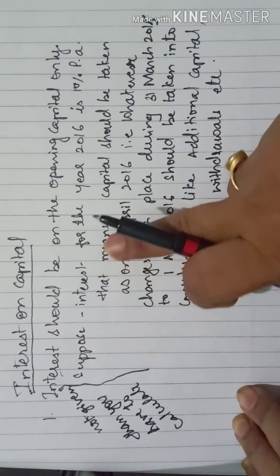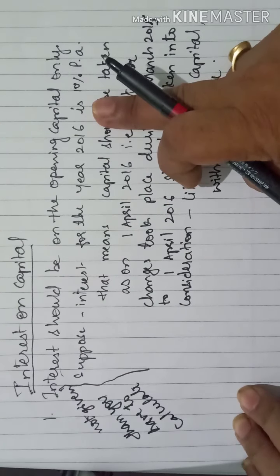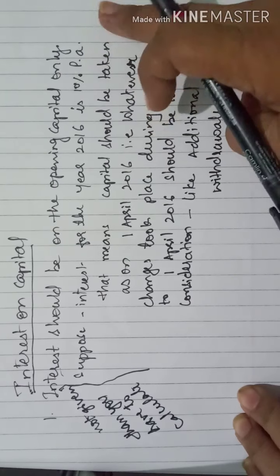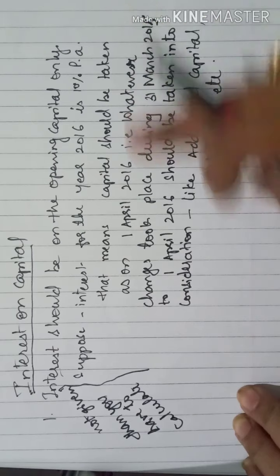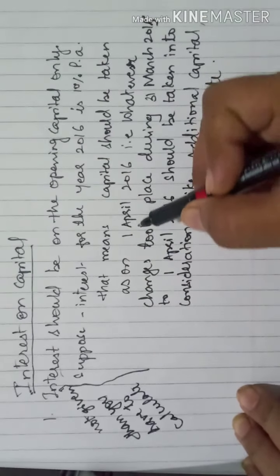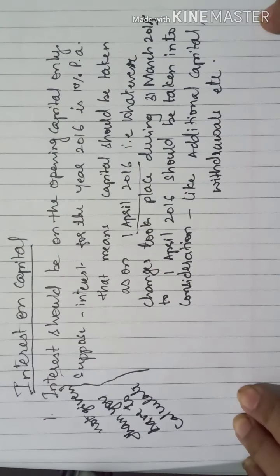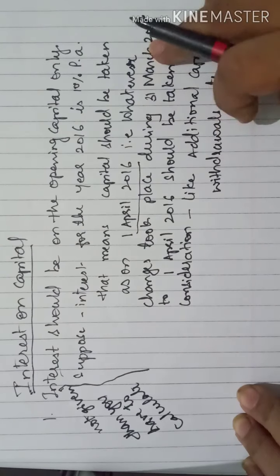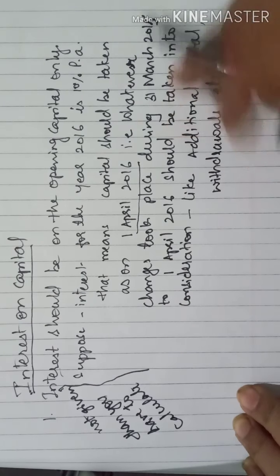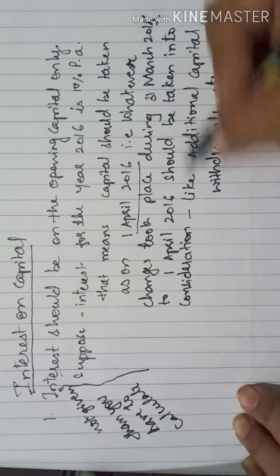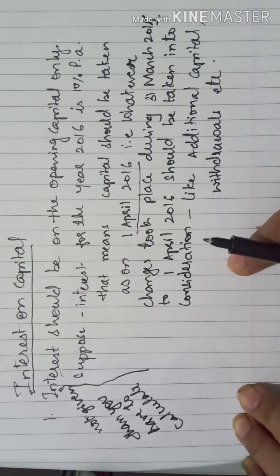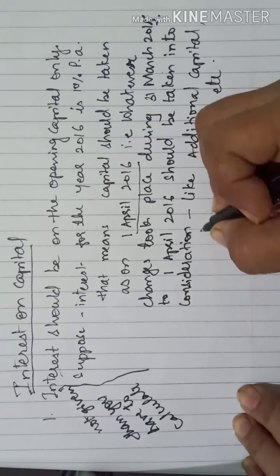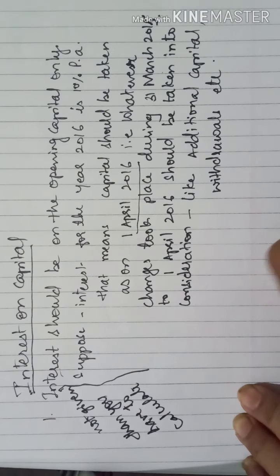Suppose interest for the year 2016 you have to give, that is 10% per annum. That means what capital will you take? You will take capital as on 1st April 2016. That is, whatever changes took place during 31st March 2015 to 1st April 2016 should be taken into consideration.